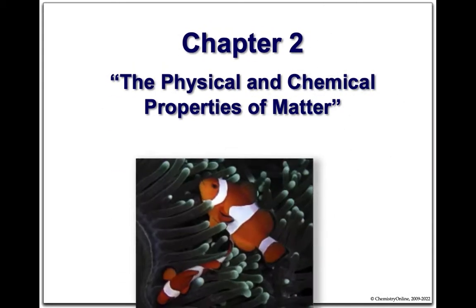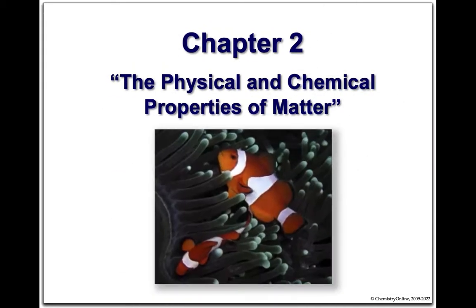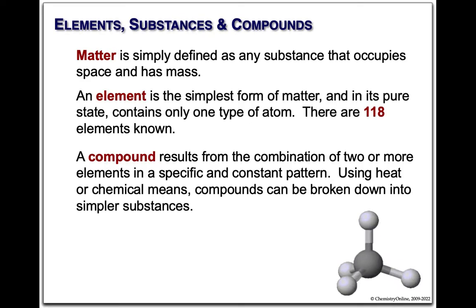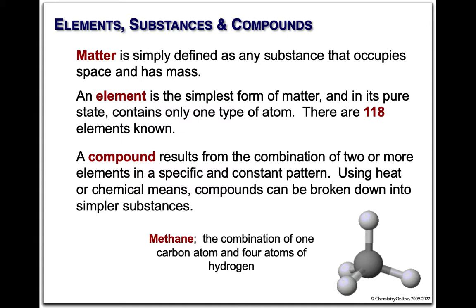Let's move on to chapter 2. We're going to talk about physical and chemical properties. And if you've been looking for Nemo, there he is. All right, back in chapter 1, we said matter. Matter was defined as any substance that occupies space and has mass.